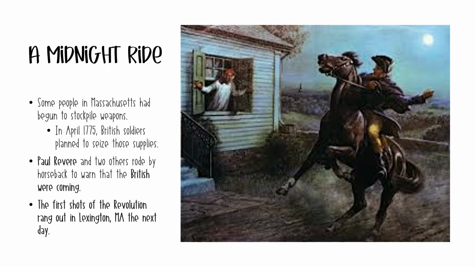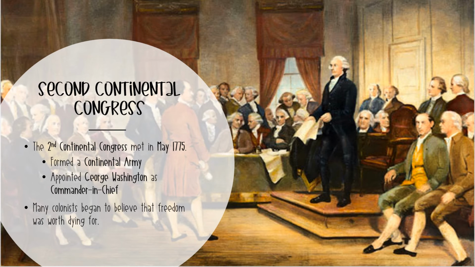In April 1775, British soldiers intended to seize the colonists' supplies. Paul Revere and 2 others rode all night on horseback to warn the people of Massachusetts that the British were coming. The following day, the Patriot militia was waiting for the British soldiers in Lexington, Massachusetts, and the first shots of the Revolution rang out. At this point, war was inevitable.